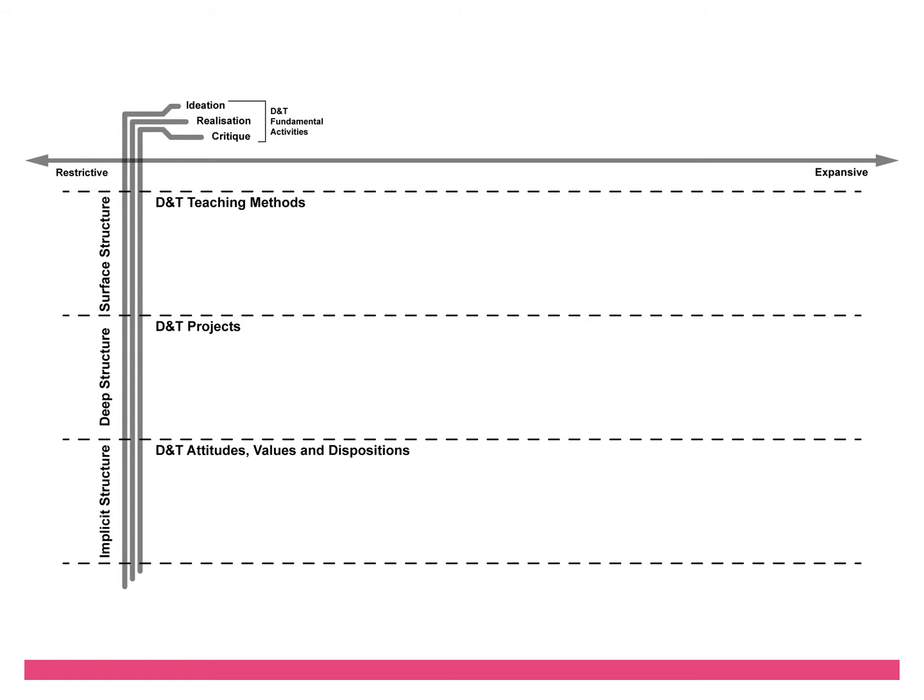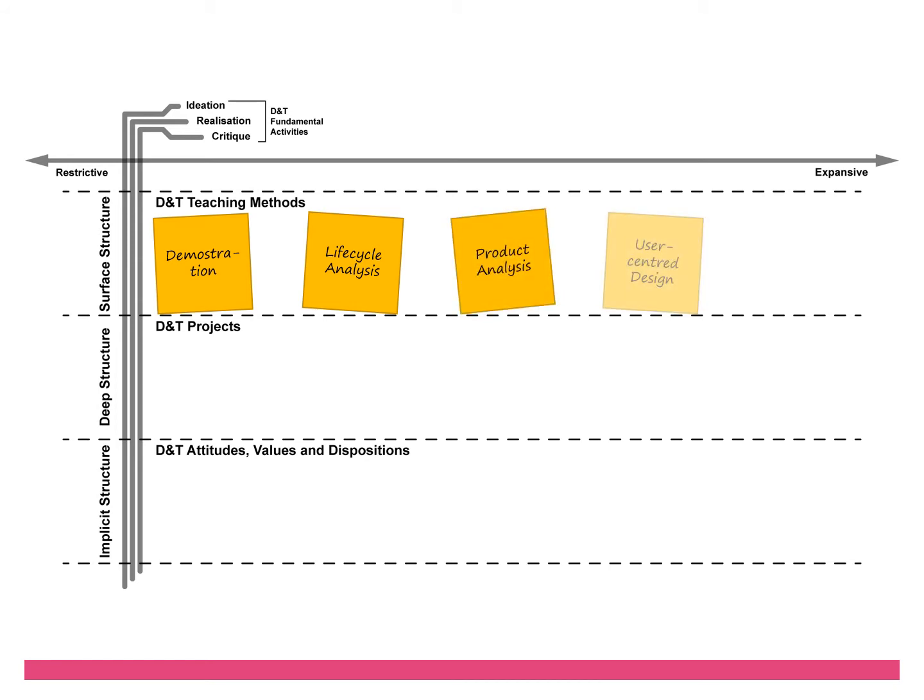So thinking about that, let's explore that. If we think about teaching models and methods, and we put them along an expansive restrictive continuum, you might look at teaching methods like demonstration, which is a key pedagogy in D&T, as tending to be more on the restrictive side, and moving through things like life cycle analysis. Again, a little bit more open for expansive activities, but again, relatively restrictive. Product analysis, similar, we can start to ask questions or really question things.